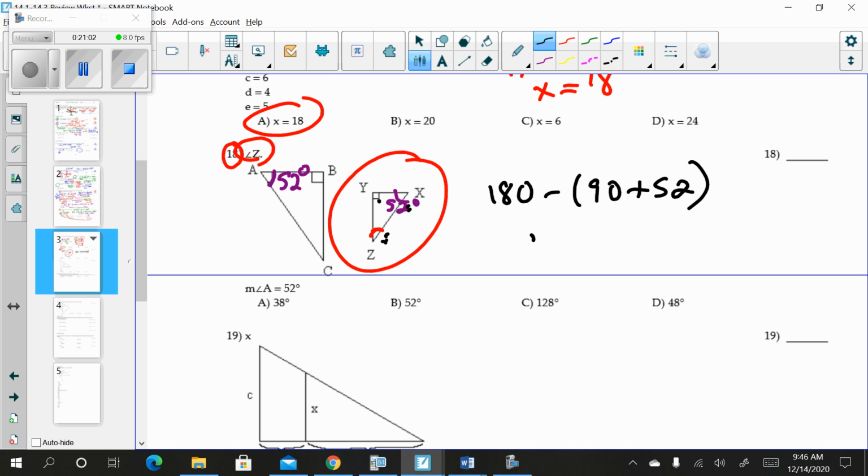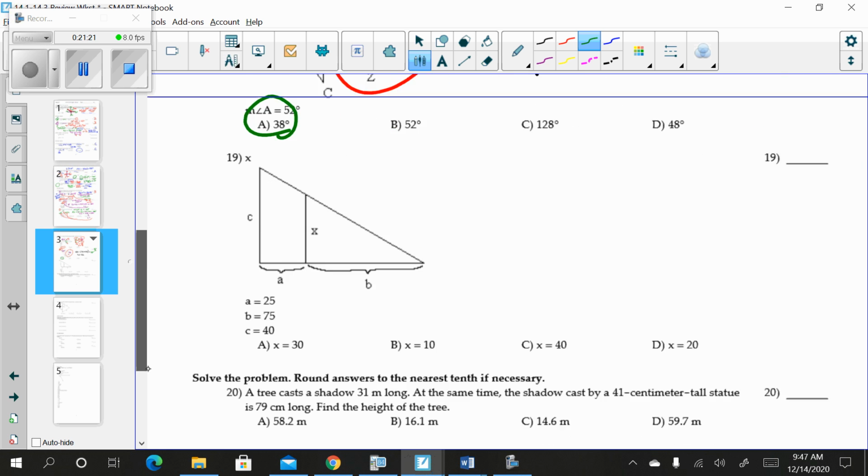They are complementary. So some people just do 90 minus 52. Either way, you should be able to get that measure of that angle, which comes out to, go ahead and type that in, 38 degrees, I believe, which is letter A. So it's all about finding out the relationship.